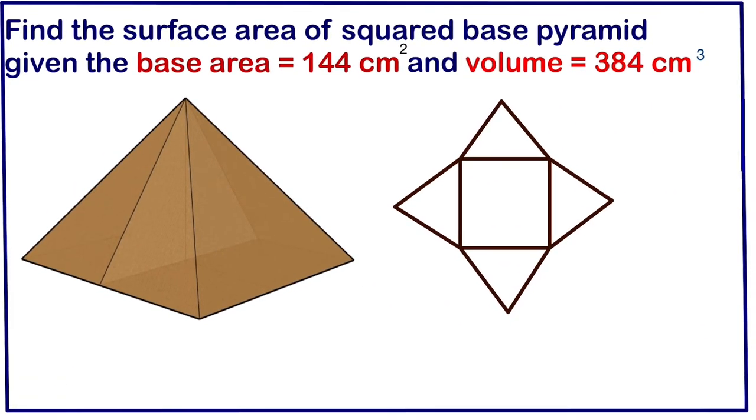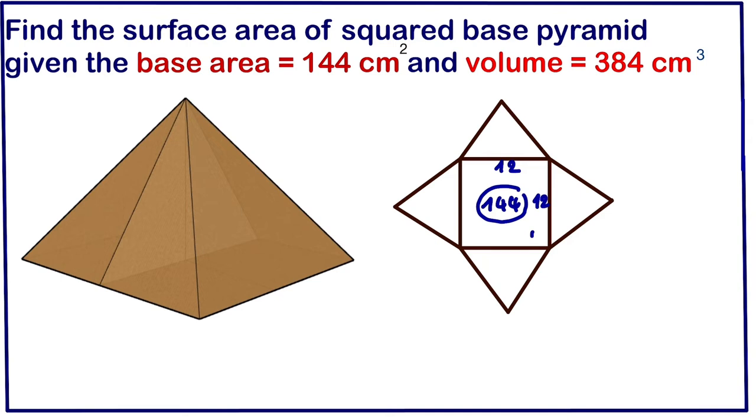So looking at this pyramid, if we look at the net of a pyramid, we have the square at the base and we have four triangles. So this is the net. They give us the base area. So the area at the base is 144. So if we have 144 here, this implies here is 12 and this is 12, because 12 times 12 will give us 144.